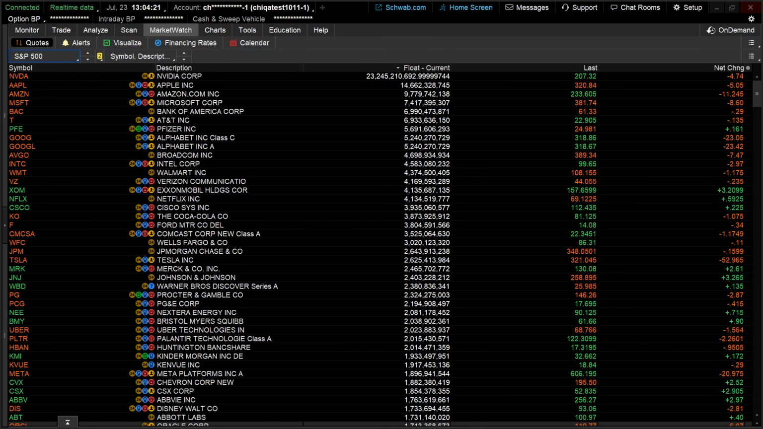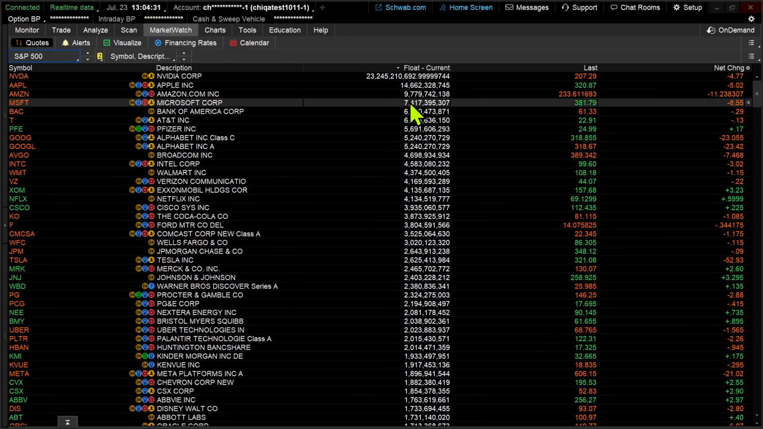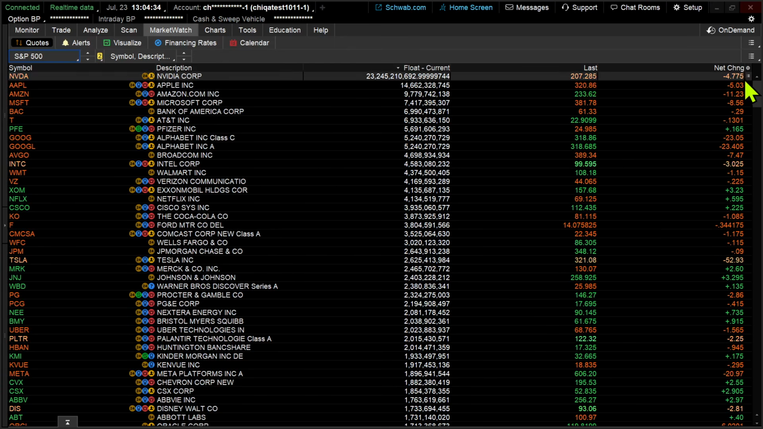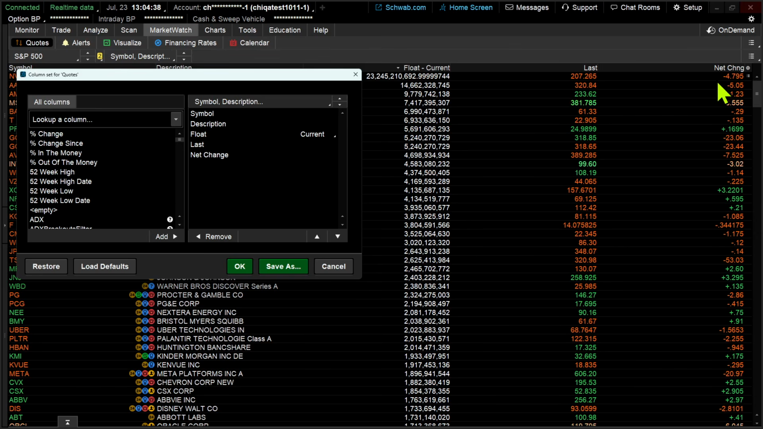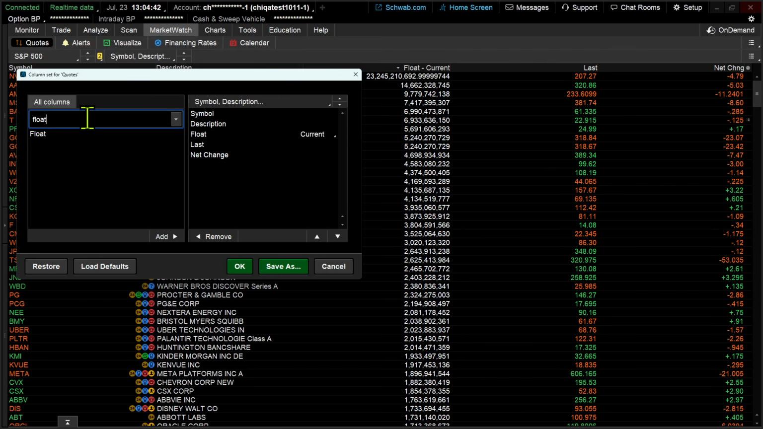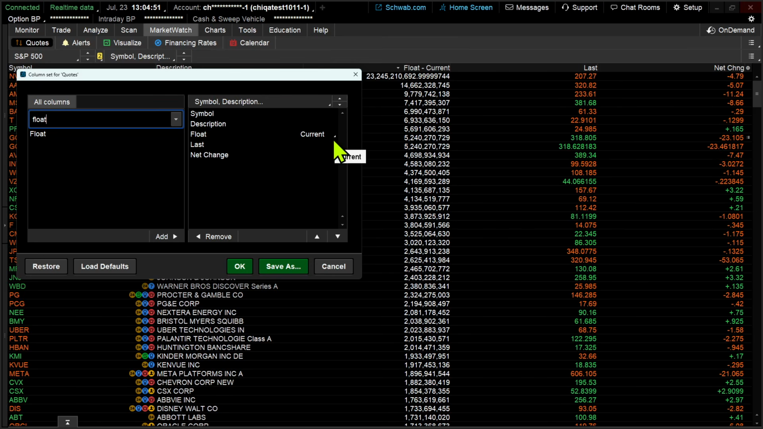And this is a new release as of June of 2026, showing float in a watch list. It is one of our watch list columns that's available for display. So all you need to do is go over to that gear icon on the right-hand side, click on Customize, and choose Float from the list, and it's going to display that float information. Now, in order to display that, you've got to put it over on the right-hand side, and I've got float there. Two choices for float.